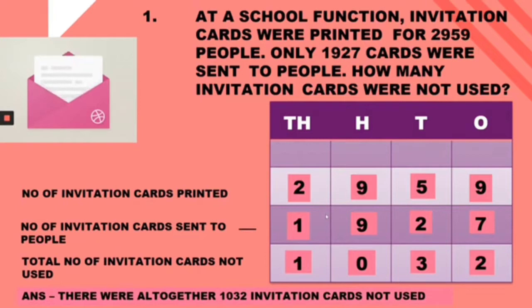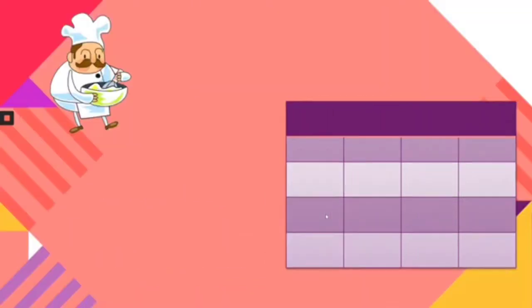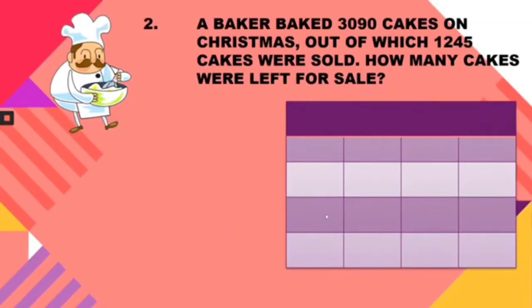Children, now let us see the second example. A baker baked 3,090 cakes on Christmas, out of which 1,245 cakes were sold. How many cakes were left for sale? Thousands, hundreds, tens, and ones.